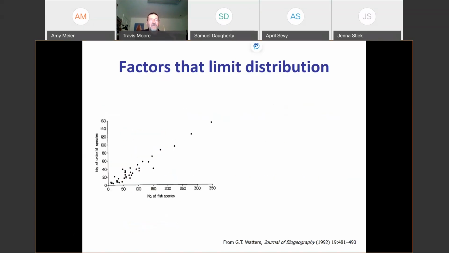So here's a graphic that really highlights that link between the fish and the mussels. In this graph, you can see that as we move along the x-axis, the more fish species that we have, the more mussel species that we're going to have in those systems as well.